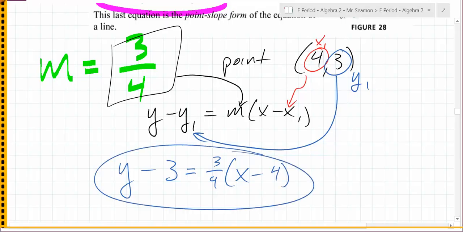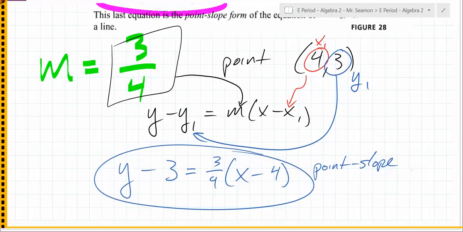That right there, is that a line? Yes. What form is it in, Milo? It's not in standard form. It's not in slope-intercept form. This is in point-slope form. Why is point-slope form super helpful? Did we do any deep math to go from here to here? All we did was insert. So point-slope is really cool because all you have to do is insert.